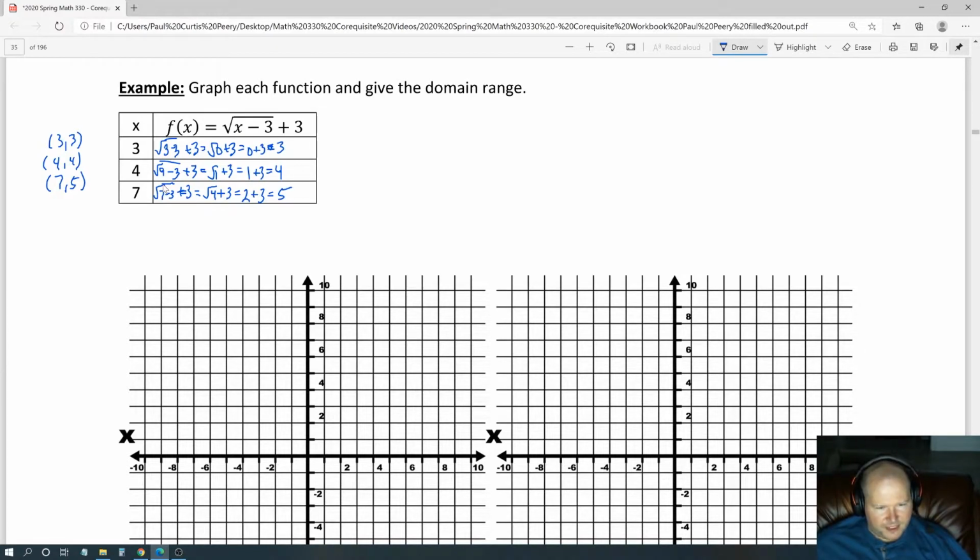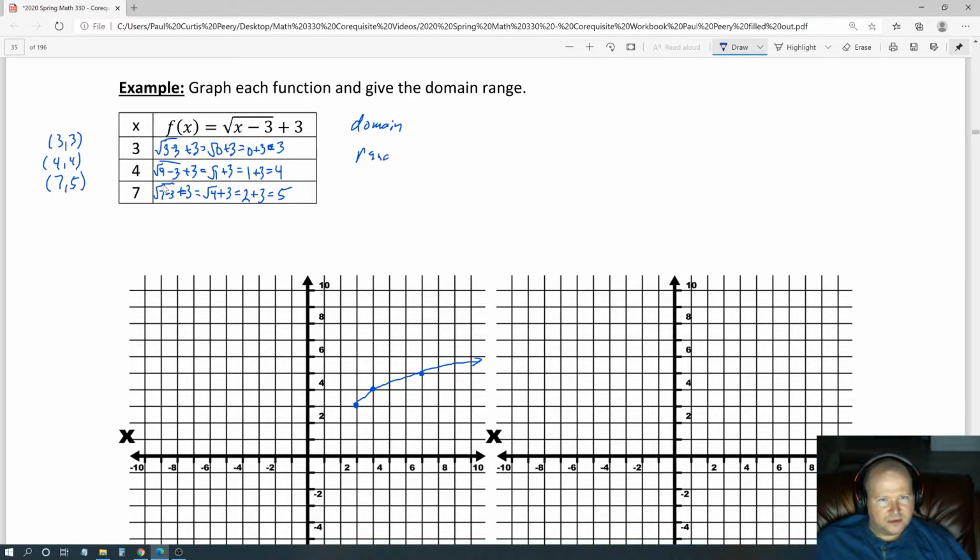So we have a 3, 3. Well, 3, 3 is going to be 3 to the right and 3 up, so we have a point right there. Okay, 4, 4 is going to be 4 to the right and 4 up. And a 7, 5 is going to be 7 to the right and 5 up right here. So it looks like what happens is we end up with something like that. Okay, there we go.